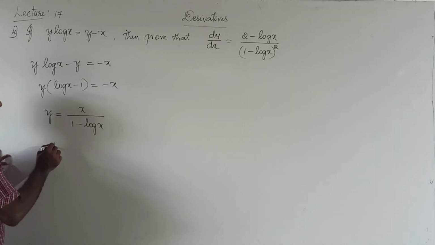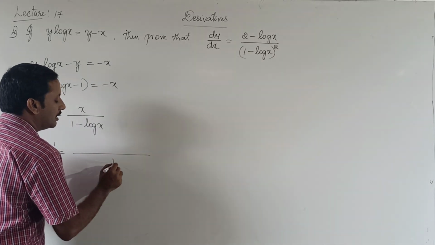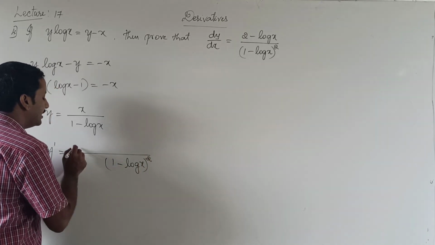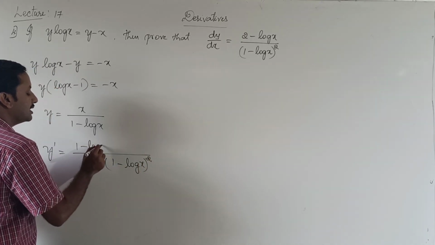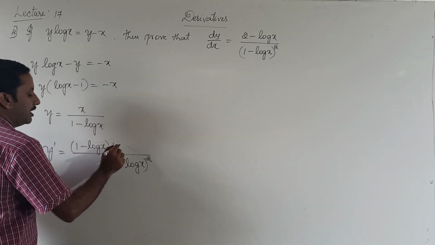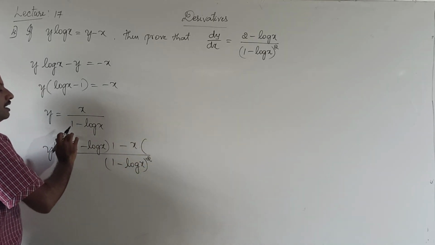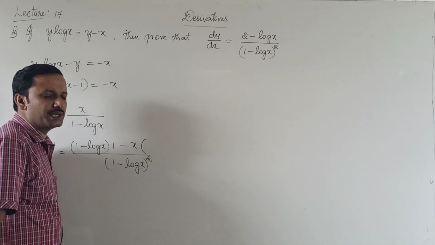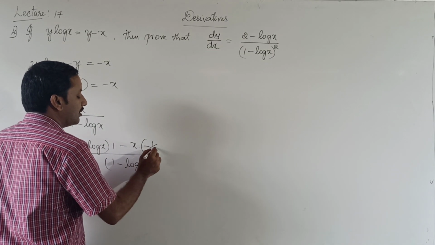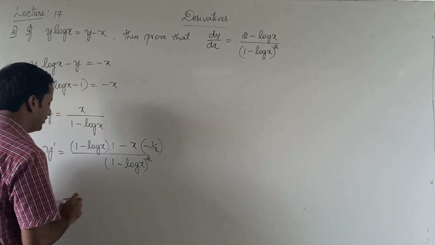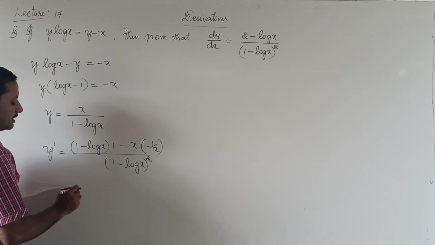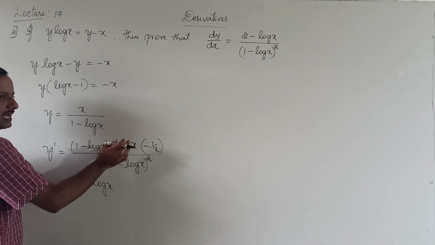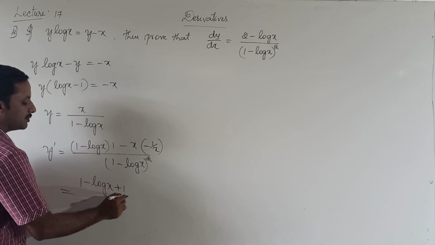Now let us differentiate. y dash is equal to, let us use the quotient rule here. The denominator will be 1 minus log x whole square. In the numerator, 1 minus log x into the derivative of x, which is 1, minus x into the derivative of 1 minus log x. What is the derivative of 1 minus log x? The derivative of 1 is 0. The derivative of minus log x is minus 1 by x. So this is equal to 1 minus log x. Here x gets cancelled. Minus of minus will be plus 1.